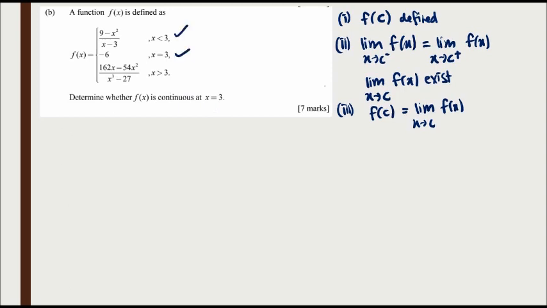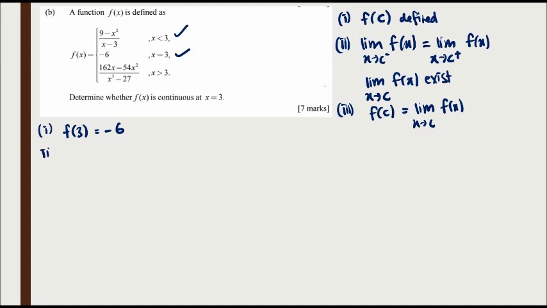Alright, so part 1 over here, we need to check that it is defined. So f(c) is defined. So f(3), f at 3, is defined. f(3) is this part, the second part of f(x), so that is equal to negative 6.